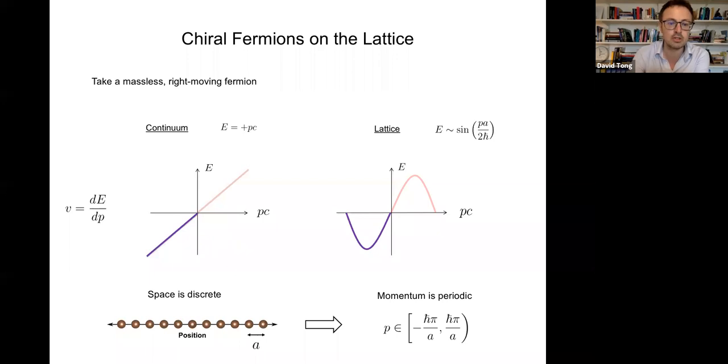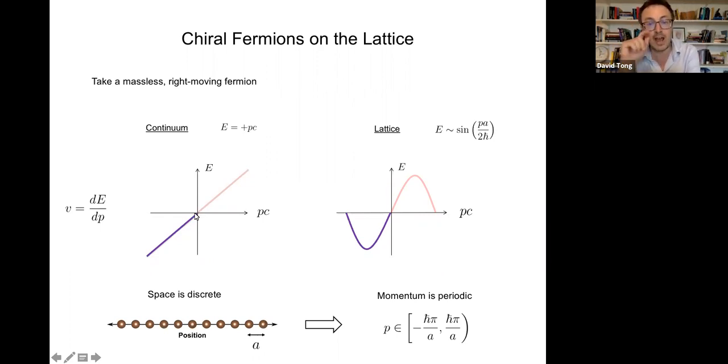It's just free fermions. On the left-hand side here is the dispersion relation, the energy versus momentum relation for a single right-moving fermion. So what's going on here? It's a line with a positive slope. It's a straight line because it's massless, so its energy is proportional to momentum. And the slope is positive because, through Hamilton's equations, the group velocity is the derivative of the energy with respect to the momentum. So this is a right-moving fermion, the velocity is positive. This would be a left-moving fermion that goes the other way.